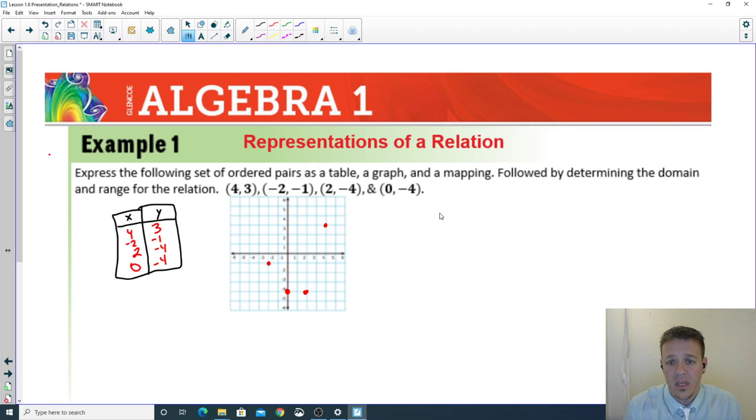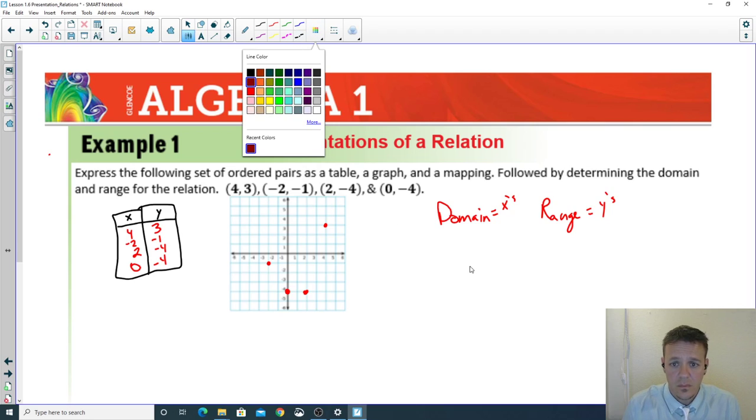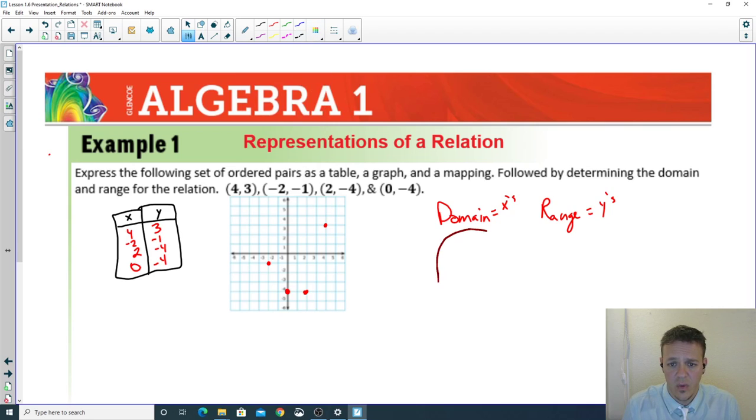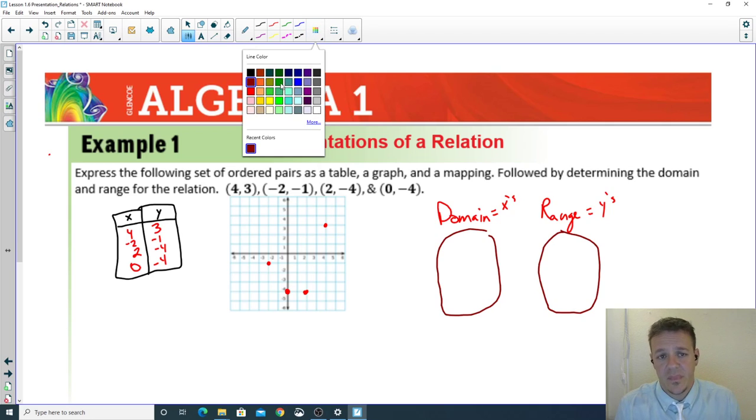Now, the mapping begins with what's called the domain, which you guys should know, and the range. Okay, the domain is the x's, and the range are the y's. Now, if you're looking here, it's got some type of weird box set up, and I'm not the world's greatest drawer at times, but it is what it is.